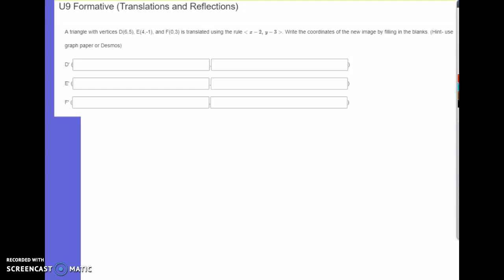The second problem is a translation where we have to subtract 2 from every x-coordinate and subtract 3 from every y-coordinate. So 6 minus 2 is 4. 5 minus 3 is 2.